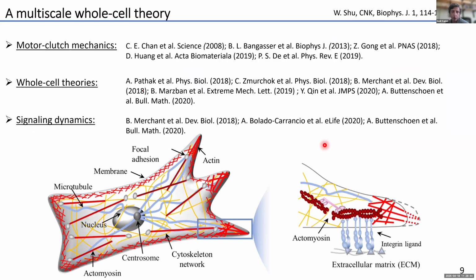So we are taking into account all those factors. But of course, when I say a multi-scale whole cell theory, all parts of this question were previously tackled in the literature one way or another. For instance, motor clutch mechanics, there's a very well-established literature on that. So this is only a handful of papers within maybe hundreds of papers on this topic. There are also whole cell theories, which are not as rich, but there are different models ranging from phase field modeling to lattice Boltzmann methods. And there's also reaction diffusion modeling or signaling dynamics. But here we basically put everything together.